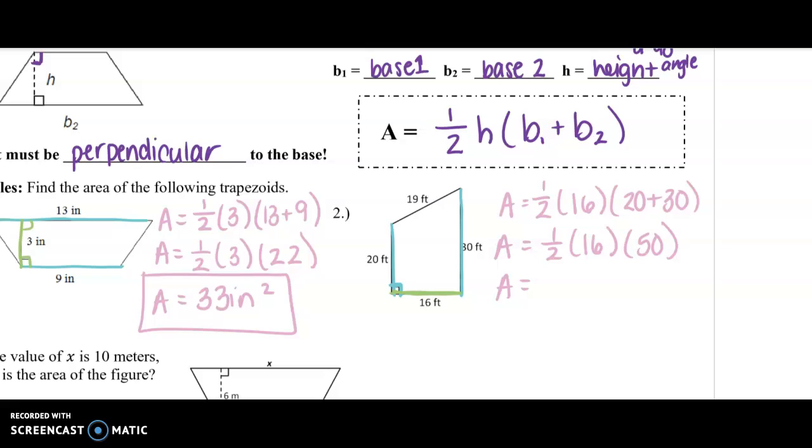So then my area is going to be 1/2 times 16 is 8. 8 times 50 is going to be 400. And my units are feet squared for area.